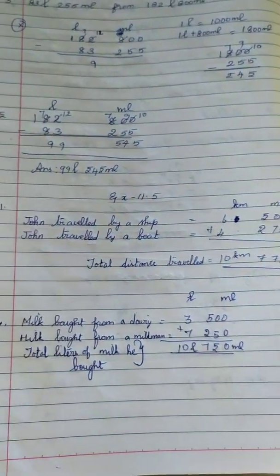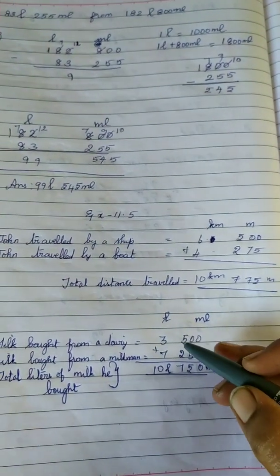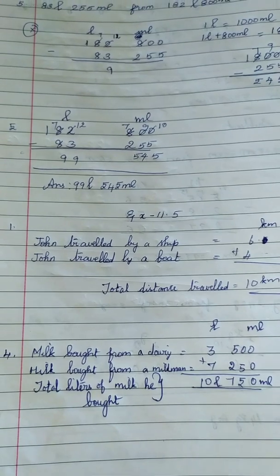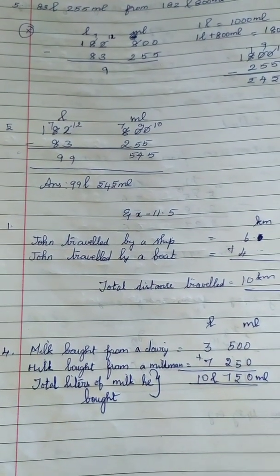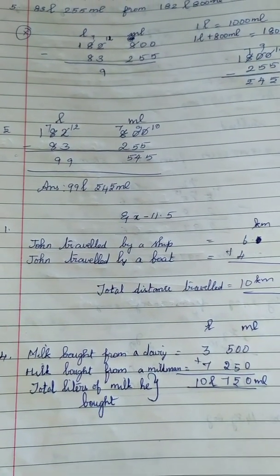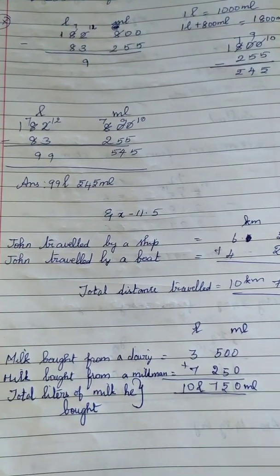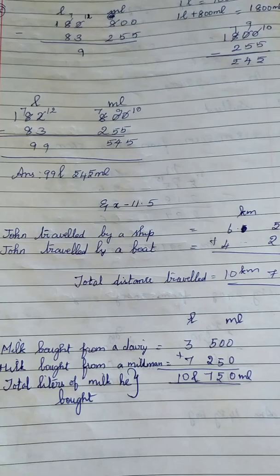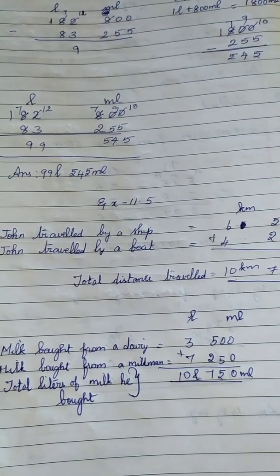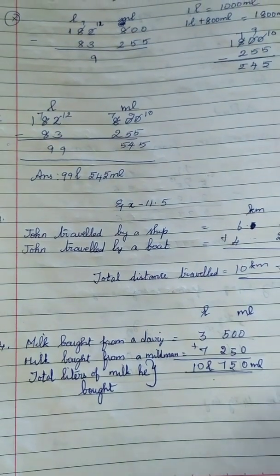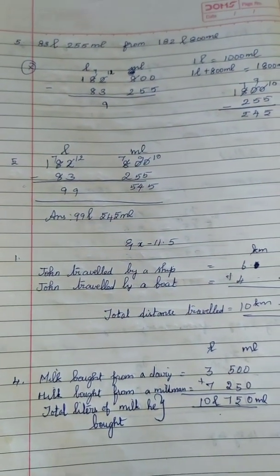First we are going to write milk bought from a dairy: it is 3 liter 500 milliliter. Milk bought from a milkman: 7 liter 250 milliliter. And we are going to find the total liters of milk bought by Anuj. For that we will be adding it. 0 plus 0, 0. 0 plus 5, 5. 5 plus 2, 7. 3 plus 7, 10. So it is 10 liter 750 milliliter. This was the total liters of milk bought.